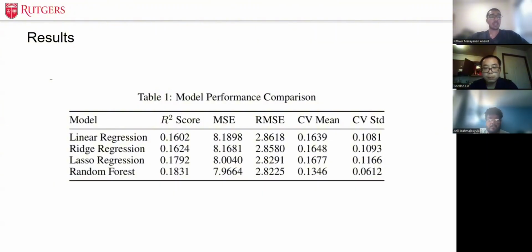This suggests that academic performance is influenced by many additional factors that are not included in the data set. Linear, Ridge, and Lasso focus more on linear relationships. Random Forest captures nonlinear relationships and interactions. That's why Random Forest slightly outperformed the others.